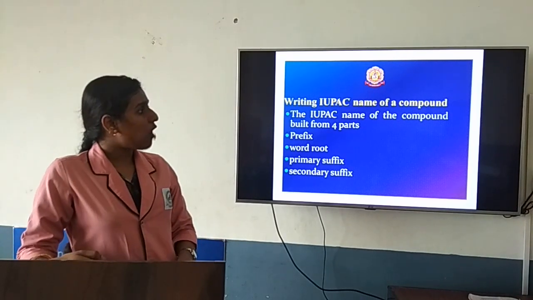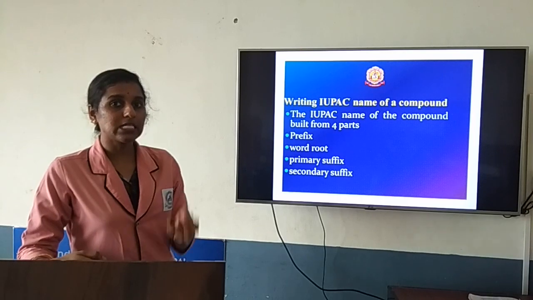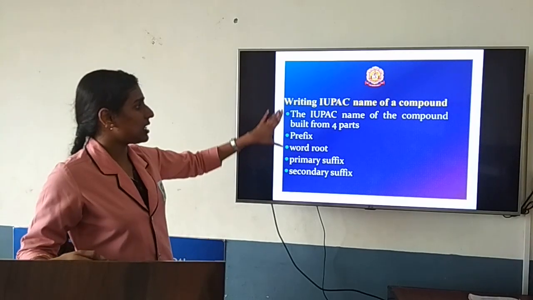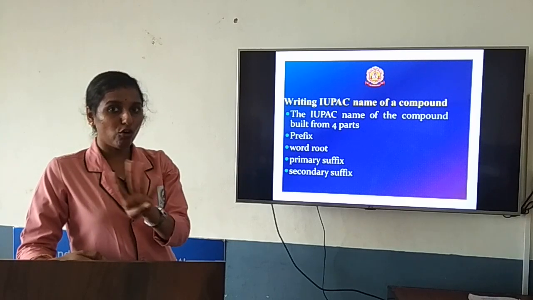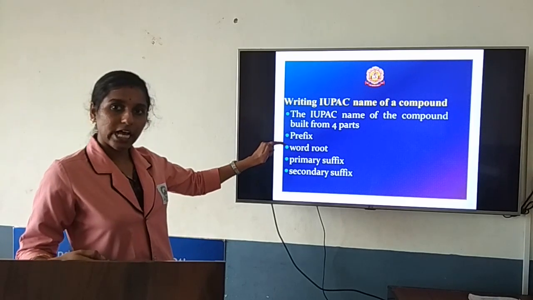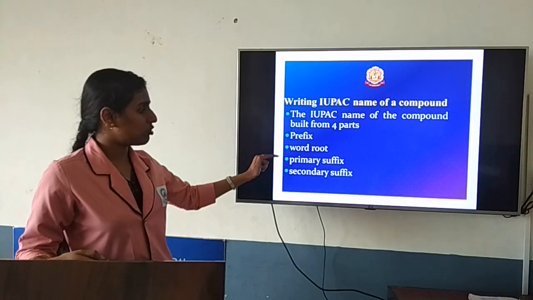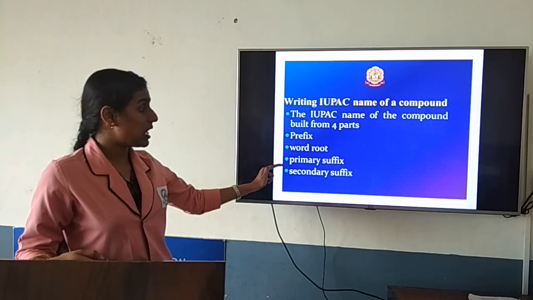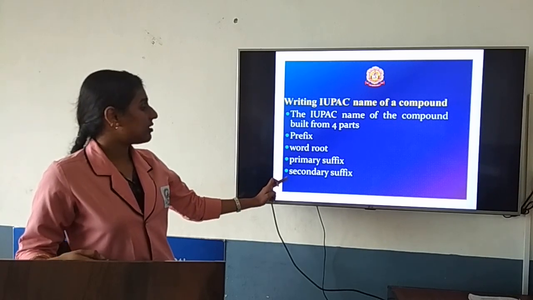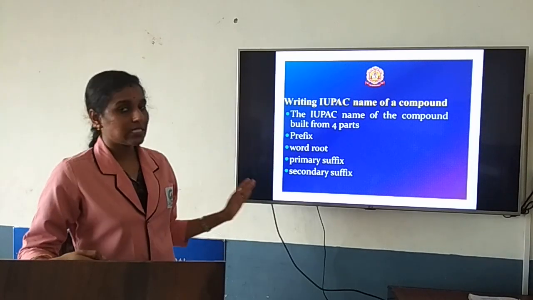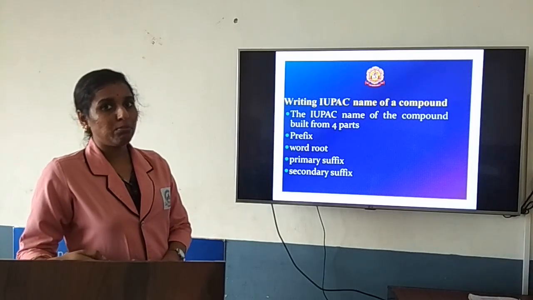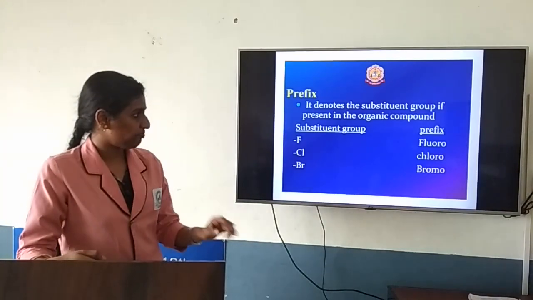Now how do we name the compound? What is this IUPAC name? The IUPAC name of a compound consists of 4 parts. The first is the prefix, the second is the word root, the third is the primary suffix, and the last is known as the secondary suffix. It should include all these things, and only then can you name the compound. One by one we will see. The first one is the prefix.